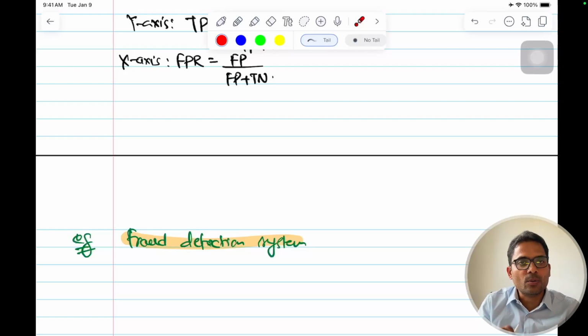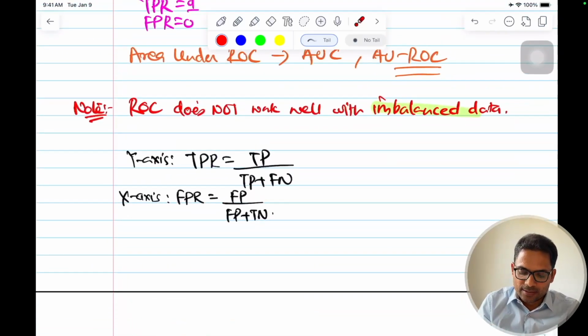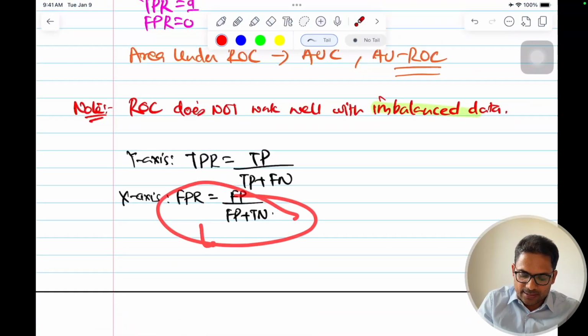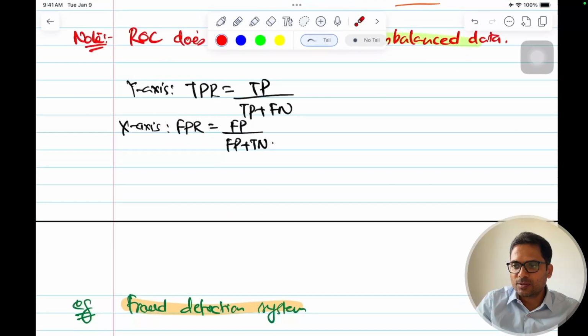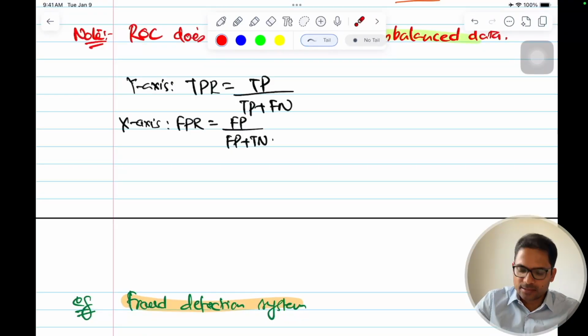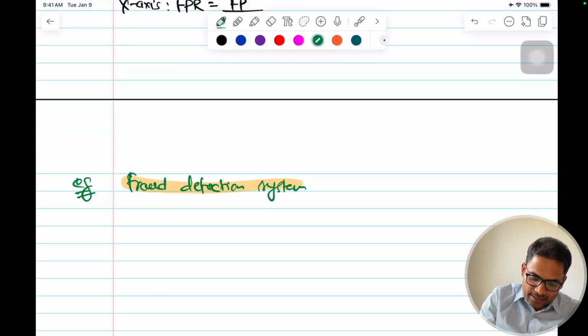And we will see with the numbers why, because of the way the false positive rate is calculated, ROC doesn't work well on imbalanced data. Okay, so let's do a fraud detection system with n equal to 10,000.